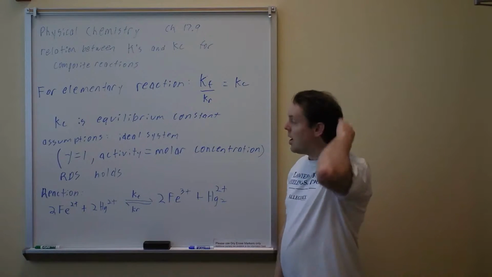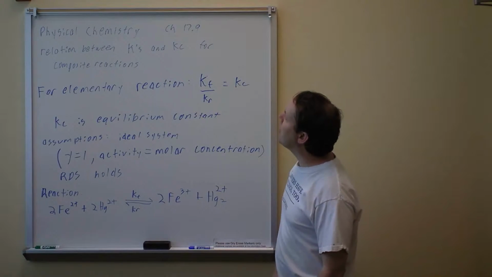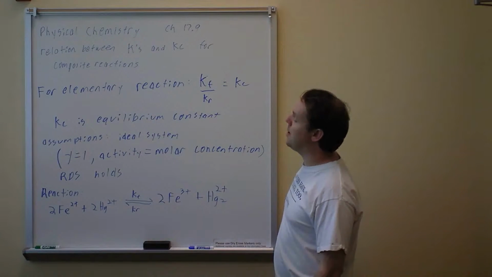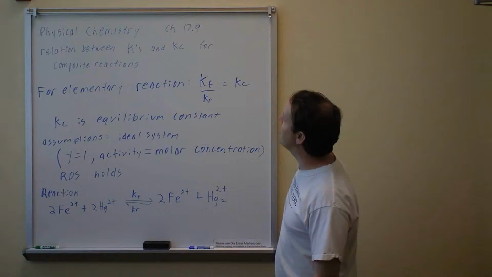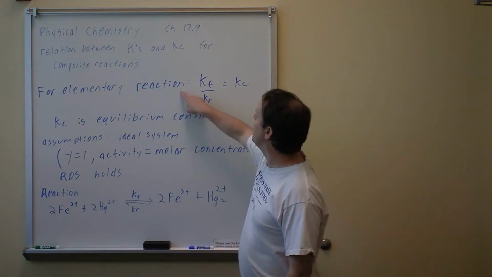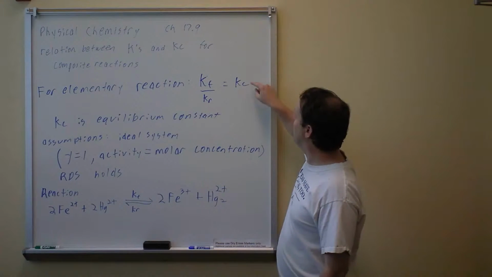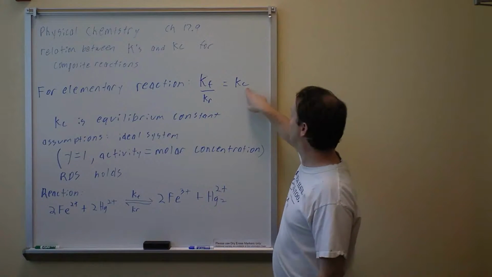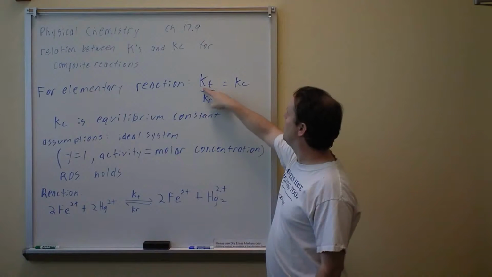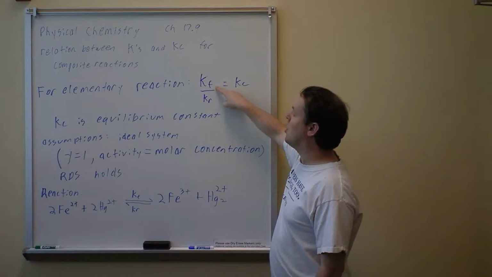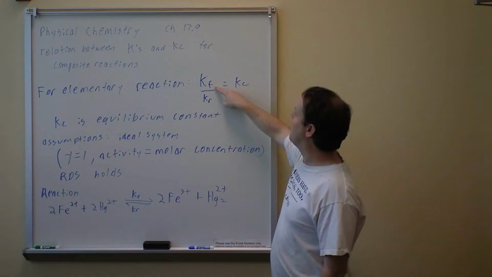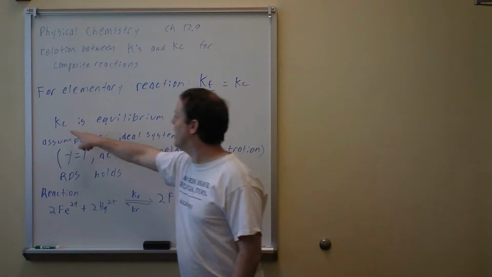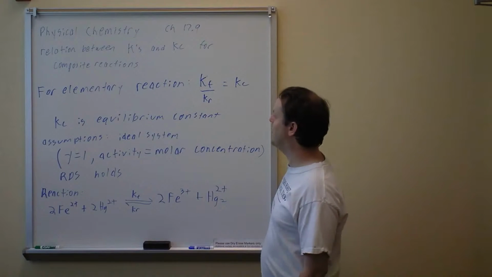Now we're in physical chemistry, chapter 17, section 9. We're going to talk about the relationship between the equilibrium constants and the rate constants of reaction. So let's say we have an elementary reaction. In that case, we've shown that the equilibrium constant, Kc, remember C because of concentration, is equal to the rate constant for the forward reaction divided by the rate constant for the reverse reaction. And like I said, this Kc is equal to the equilibrium constant.